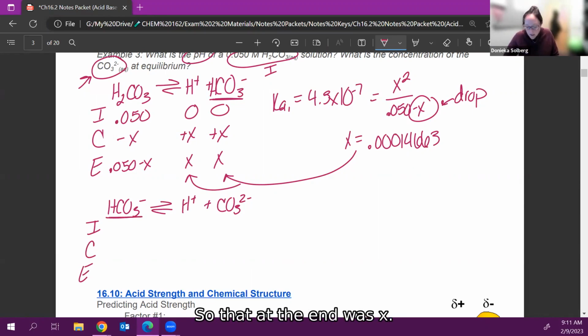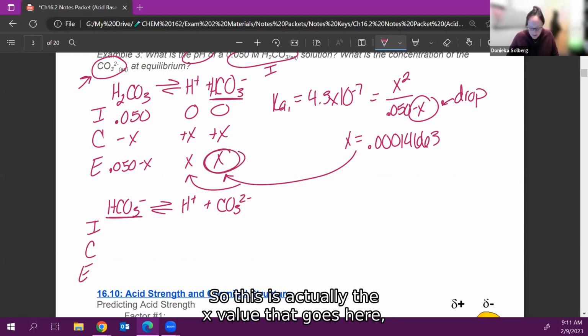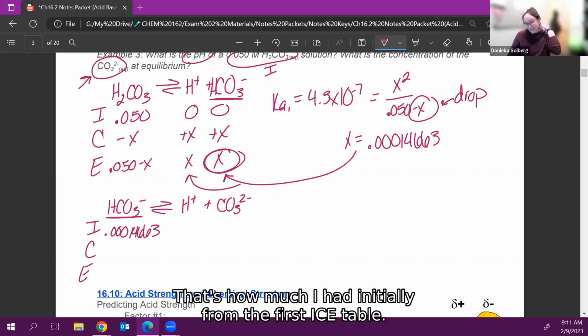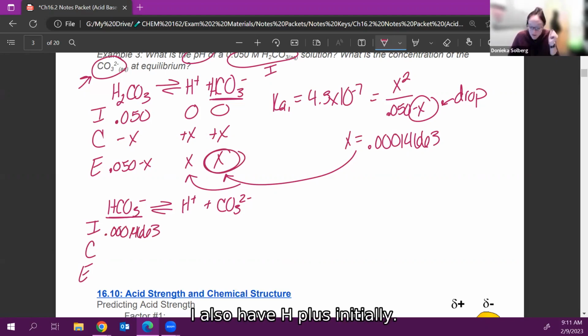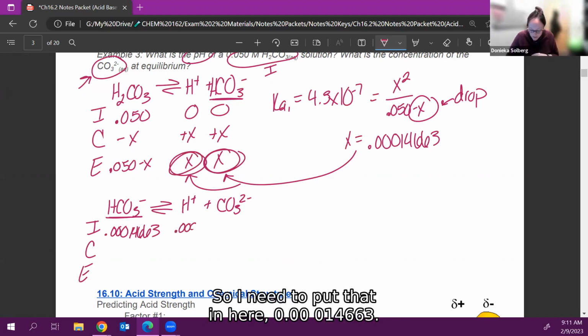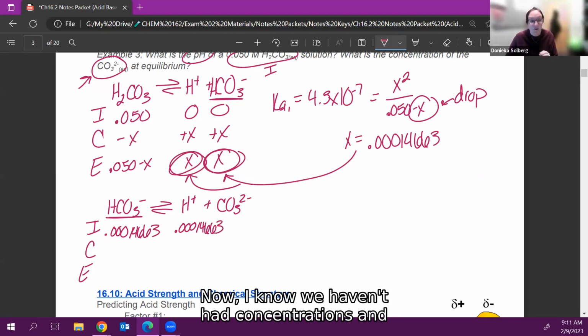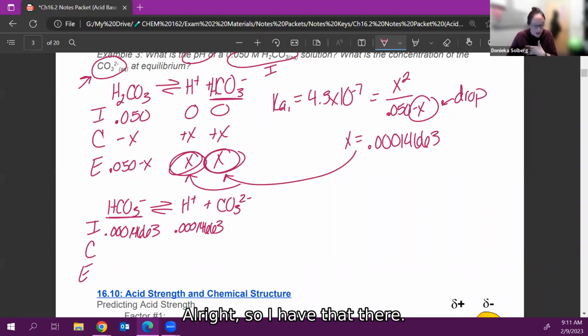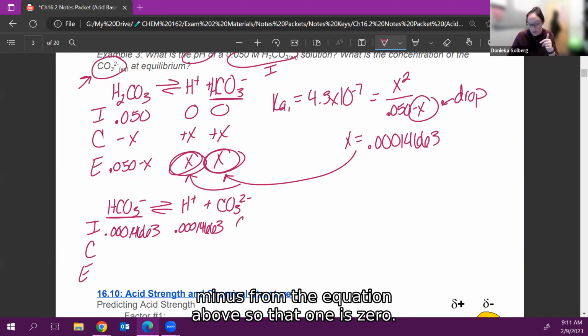So that at the end was X. So this is actually the X value that goes here, 0.000146663. That's how much I had initially from the first ICE table. I also have H plus initially, so I need to put that in here, 0.000146663. Now I know we haven't had concentrations in the product side yet, but it is possible, all right? So I have that there. I do not have CO3 2 minus from the equation above, so that one is 0.